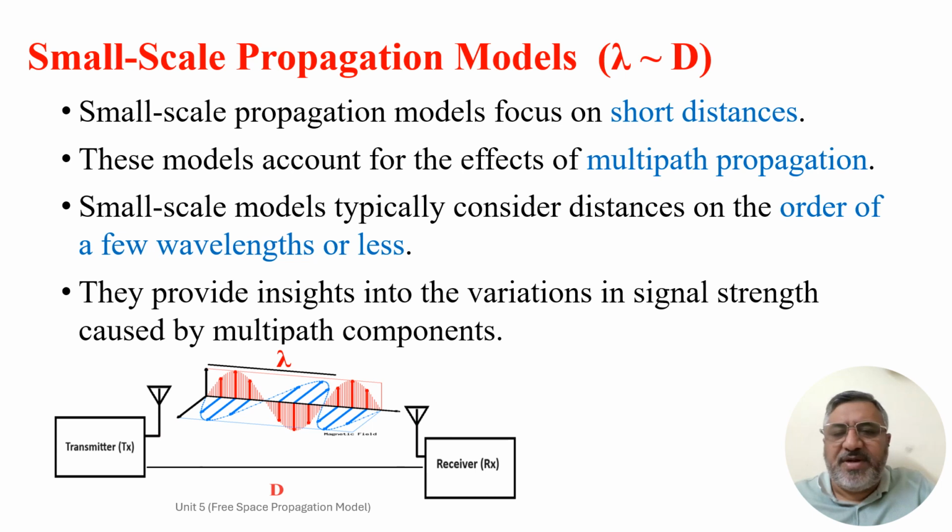Small-scale propagation models focus on the rapid fluctuation and variation in the signal strength over short distances. These models account for the effect of multipath propagation, which results from reflection, diffraction, and scattering of the wireless signal. Small-scale models typically consider distances on the order of a few wavelengths or even less. They provide detailed insight into the variation in signal strength caused by constructive as well as destructive interference of multipath components in a communication channel.